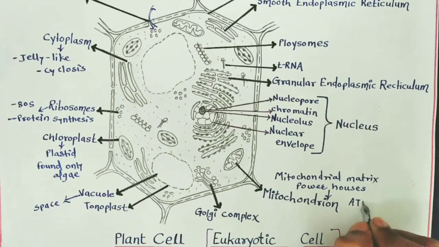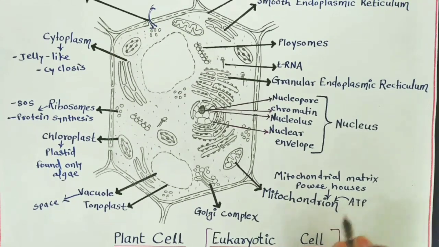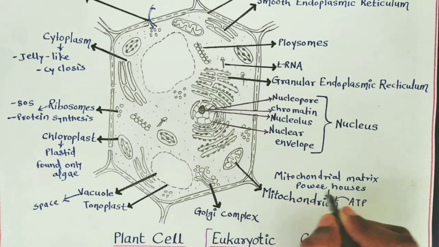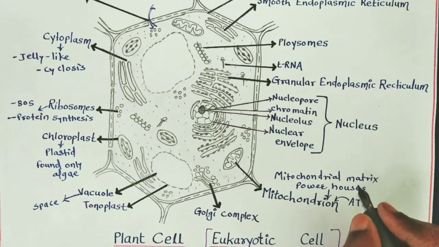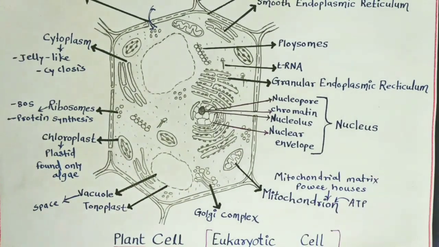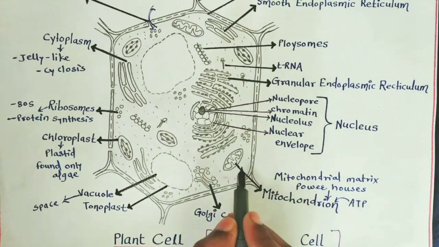It stores the energy in the form of ATP. The inner folding of the mitochondrial membrane is called cristae. Oxysomes or F1 particles are attached to the cristae. An oxysome consists of three parts: head piece, stalk, and base.